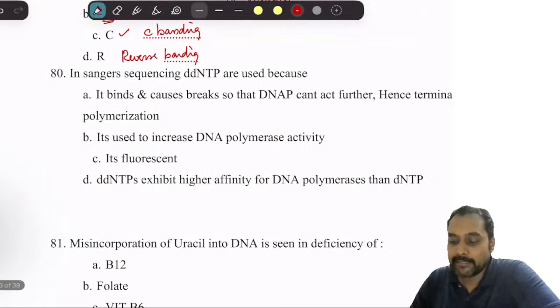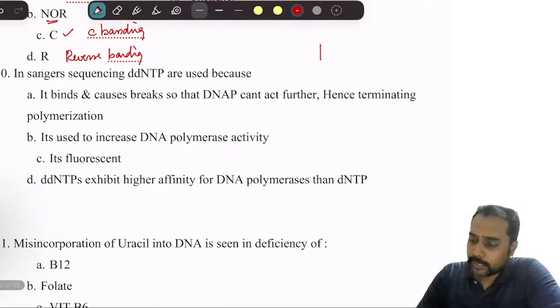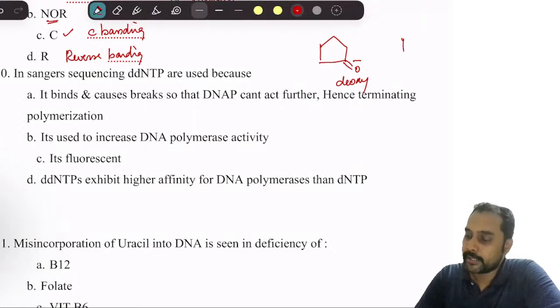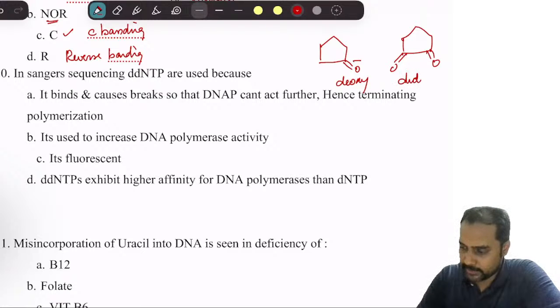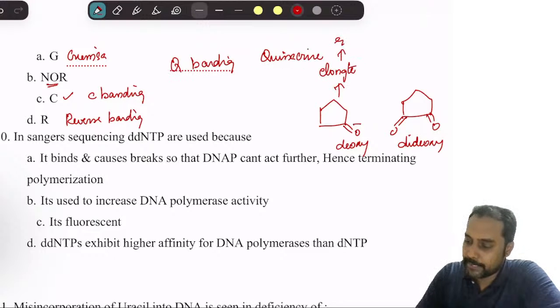Right. In Sanger sequencing, dideoxynucleotides are used because, okay, so I told you we have a 5-carbon ribose. If you remove an OH from the second carbon, it is called a deoxy. The same, if you remove from the third also, then it is called dideoxy. When you add the deoxy, it will elongate or further the replication. When you add the dideoxy, it will terminate or stop.